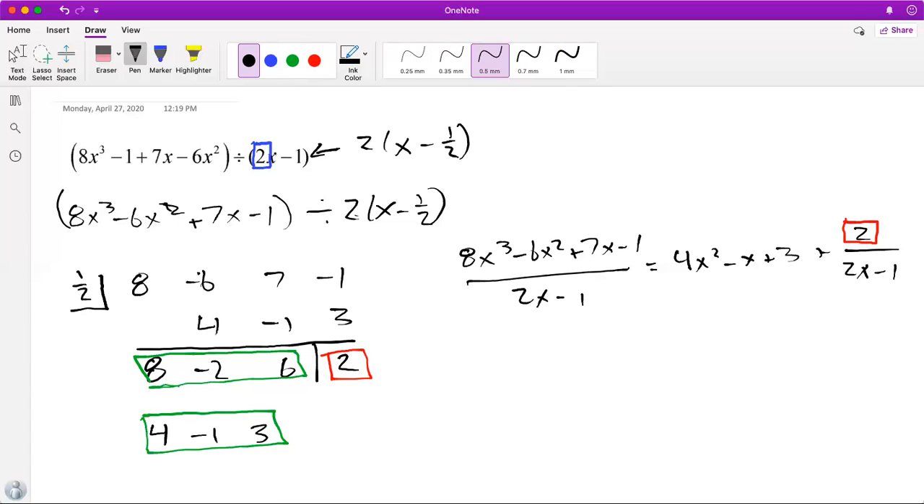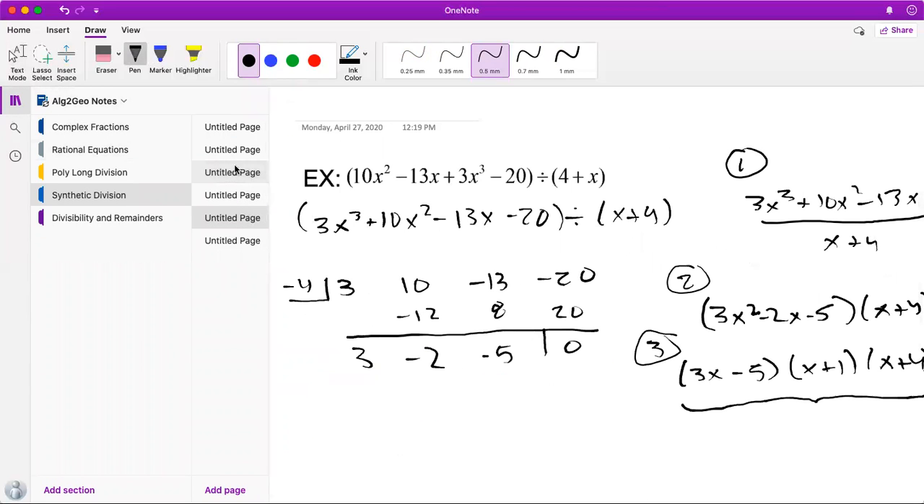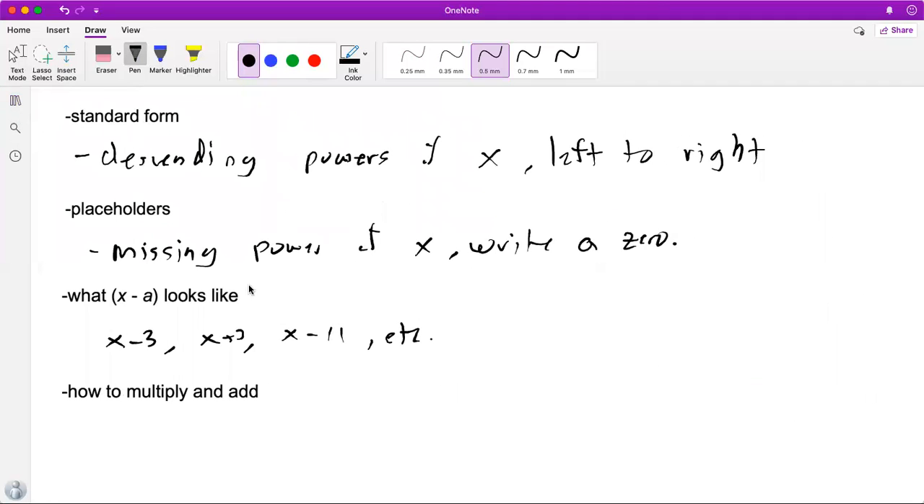So this is the last kind of wrinkle in synthetic division: if the number in front of x is not 1, you've got to divide the coefficients by whatever that number was at the end. So the more practice you do with these, the better off you're going to be. There is practice for you guys, ready to rock and roll. So get after that, and good luck.